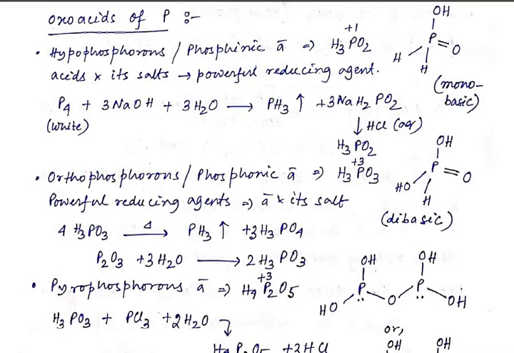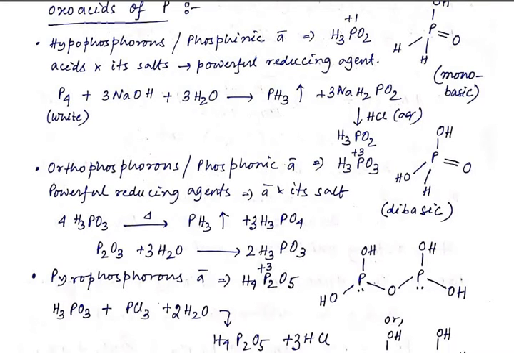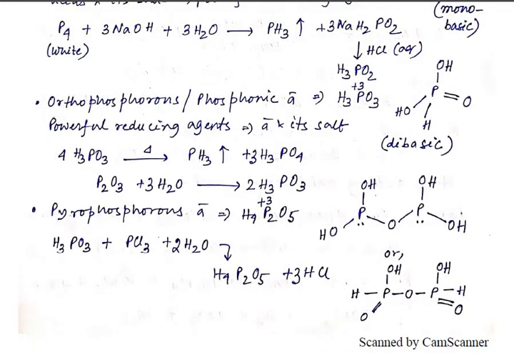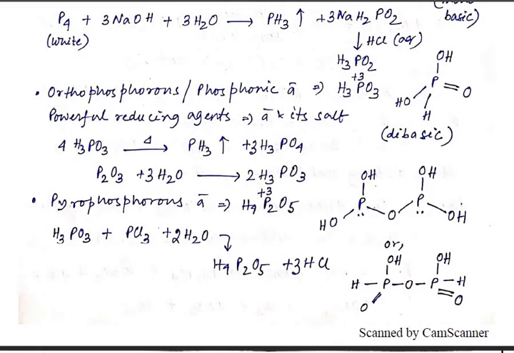Suppose I have P2O3, that is phosphorus trioxide or P4O6, and when it reacts with water, it will form H3PO3. And if I heat that H3PO3, it is a little unstable, and it will form ultimately phosphine along with H3PO4, that is also known as phosphoric or orthophosphoric acid.